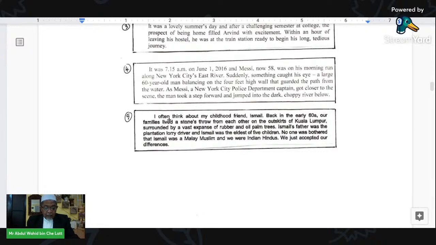I often think about my childhood friend Ismail. Back in the early 60s, our families lived a stone's throw from each other on the outskirts of Kuala Lumpur, surrounded by a vast expanse of rubber and oil palm trees. Ismail's father was the plantation lorry driver, and Ismail was the eldest of 5 children. No one was bothered that Ismail was a Malay Muslim and we were Indian Hindus. We just accepted our differences.